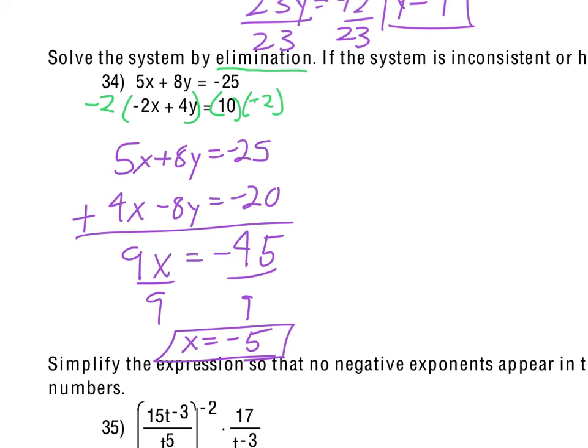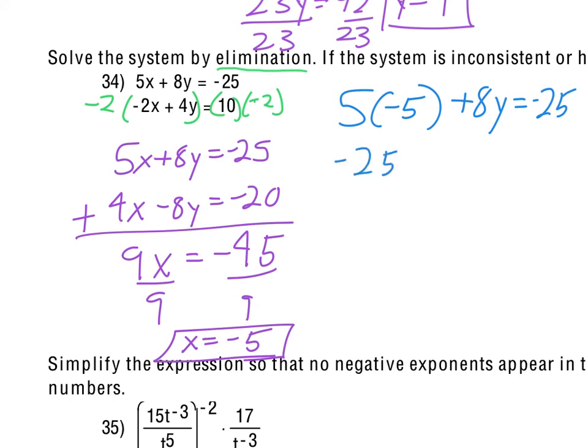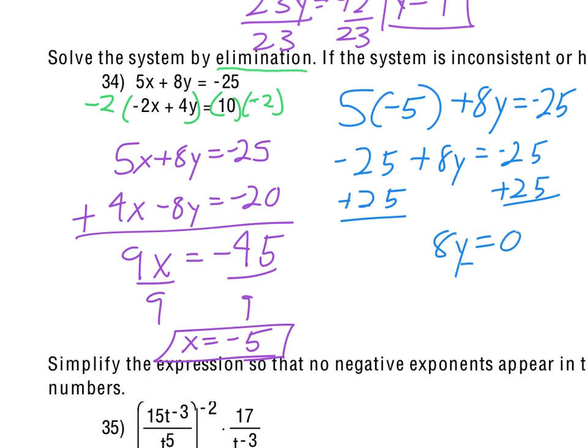It doesn't make much difference in this case which equation I plug it into. I think I'm just going to use the top one. So we have 5 times negative 5, because that's what x is, plus 8 times y equals negative 25. So we get negative 25 plus 8y equals negative 25. Well, that's kind of interesting. So we add the 25, and we get 8y equals 0. Now, sometimes this messes people up, but really we just divide by 8, and we find out, oh, hey, look, y is 0.